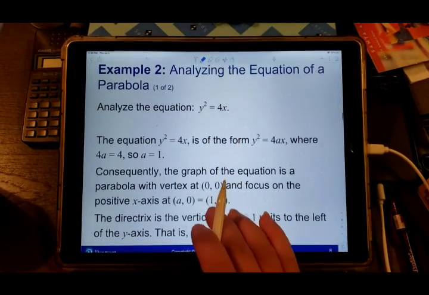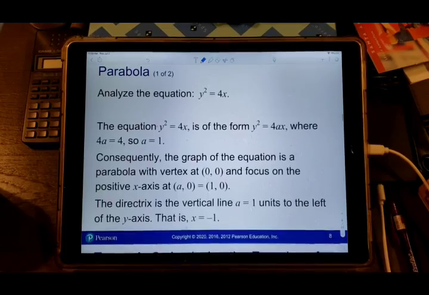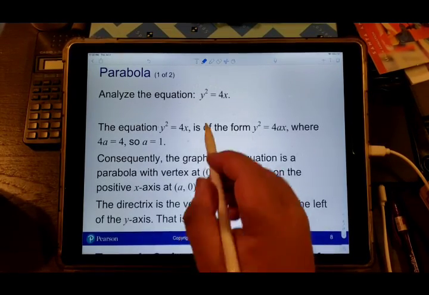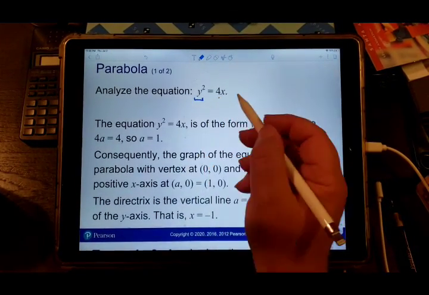All right, let's look at another one. This one's almost the same as the last one, because y is being squared and it's positive again.